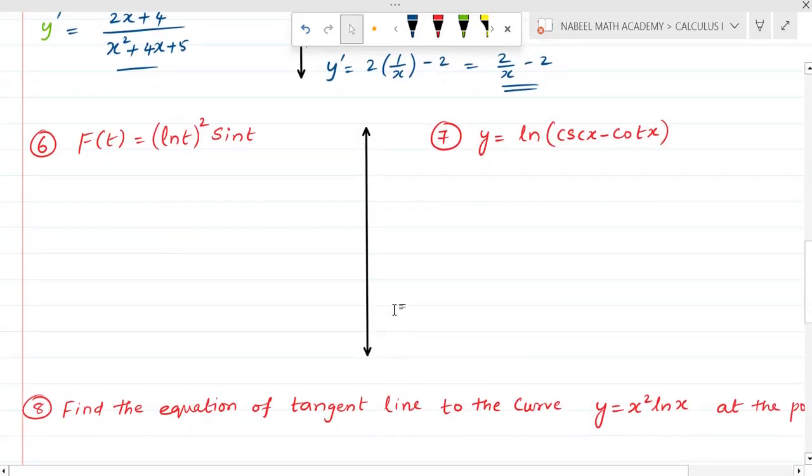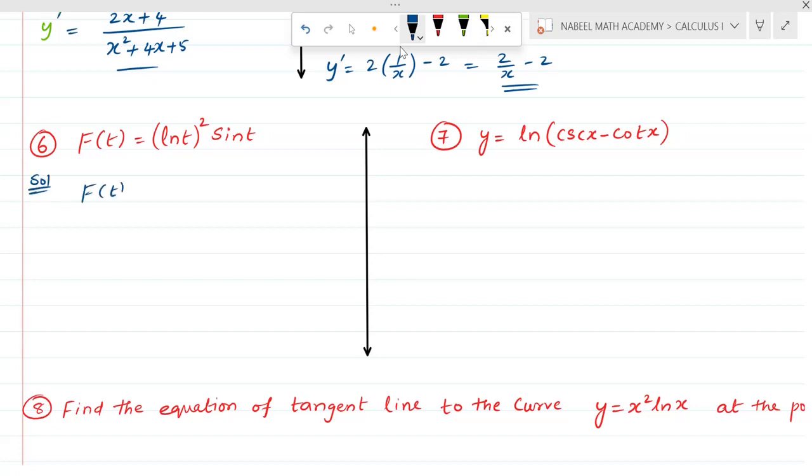f of t equals (ln t) whole square times sine t. How will you solve this one? I write this part as (ln t) whole square. We cannot apply the property rule here. So this is f times g, so I have to use the product rule: f prime g plus f g prime.